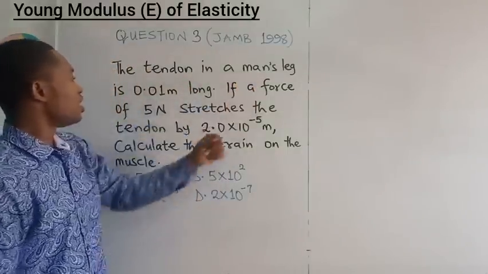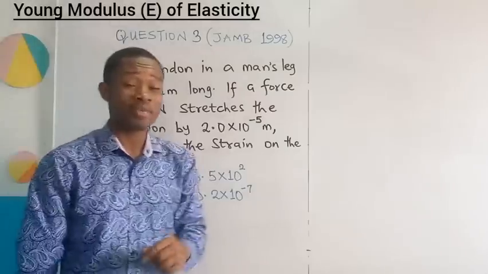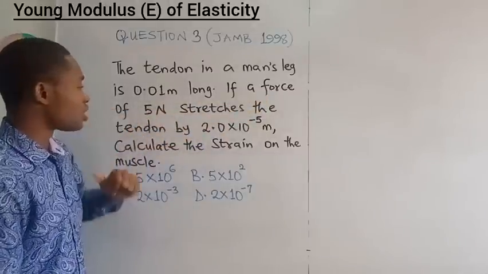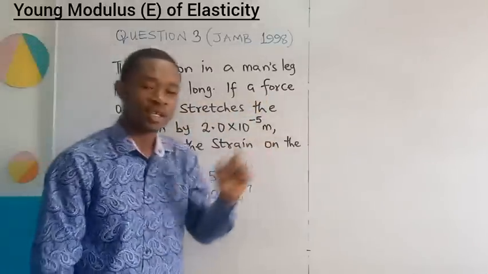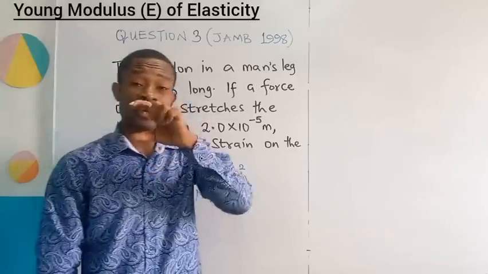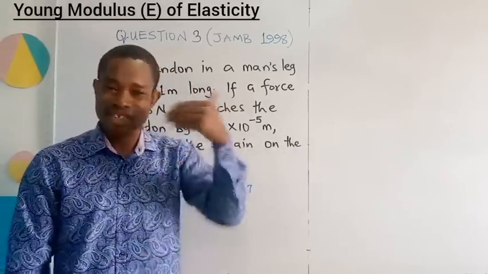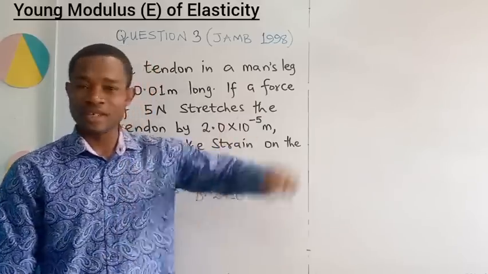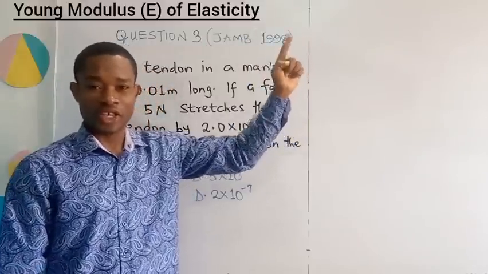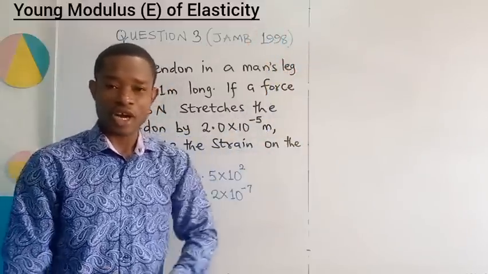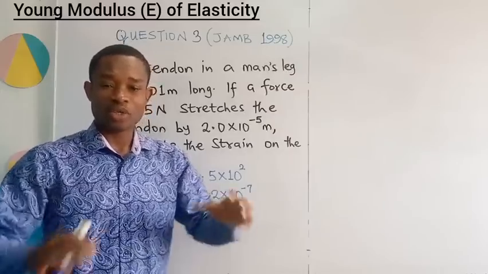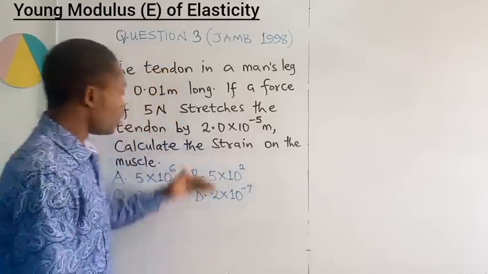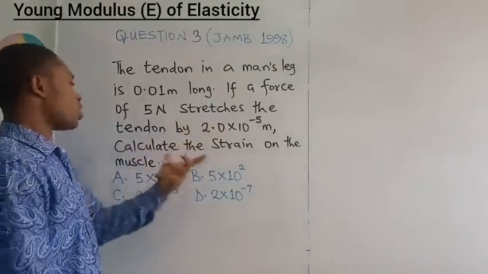From the question here, the tendon length is 0.01 meter. So we know the original length of the tendon. And now the force was given to us to be 5 Newton, which stretched the tendon by 2.0 times 10 to the power of minus 5. The use of the word by means that you've been given the extension. I already explained this, I guess, in part 2 of extension. Of course, you can click the info link here to go to part 2 of Hooke's law of elasticity, where we treated calculation on part 1. All right. So we know the extension here already, and we're asked to calculate the strain.